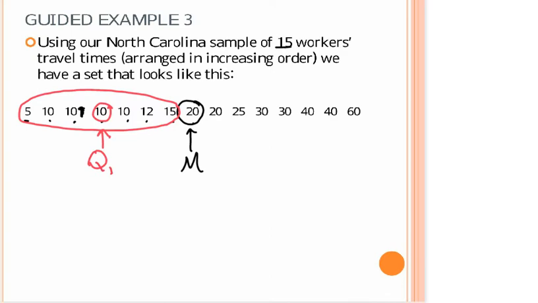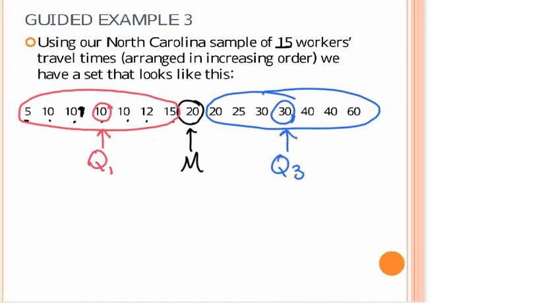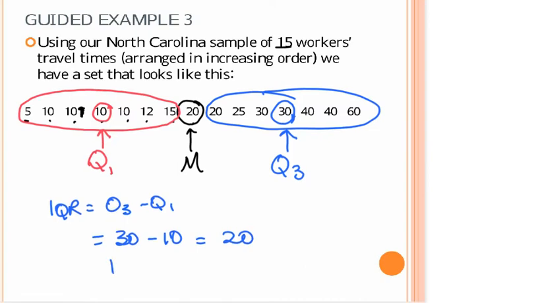Likewise, we're going to do the upper quartile with the top 7. So the 4th term is my median of that set of data. So I've got quartile 3. Now remember, the IQR is quartile 3 minus quartile 1. So in this case, it's 30 minus 10, which is 20. So our IQR is 20. That is the measure of spread that we have. That's all there is to it.